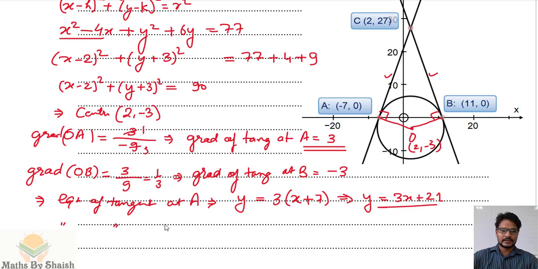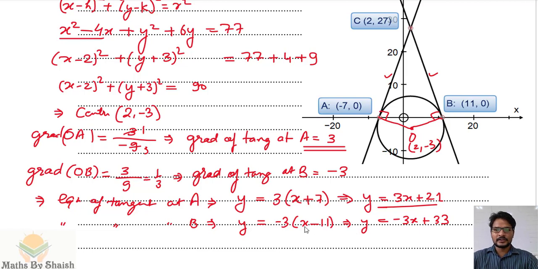Similarly, the equation of the tangent at B, we'll get this as y minus y1, that is y minus 0, equals -3 times (x minus 11). It means y equals -3x plus 33.